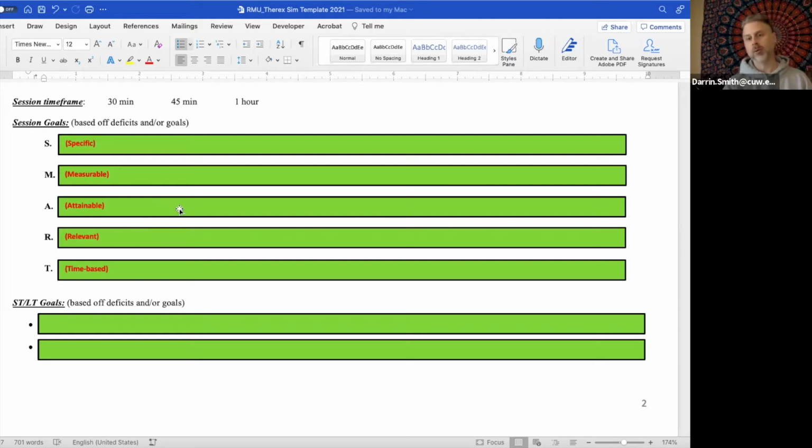Next, is it attainable? Is this a goal that we can really get? Relevant? Is it relevant, again, to why they are coming to see you in the first place? Or are you just taking a whole bunch of exercises from a textbook, just to maybe produce a hypertrophic effect or endurance effect? What's it for? Even if it's for just straight up hypertrophy, well, okay, are they a bodybuilder?